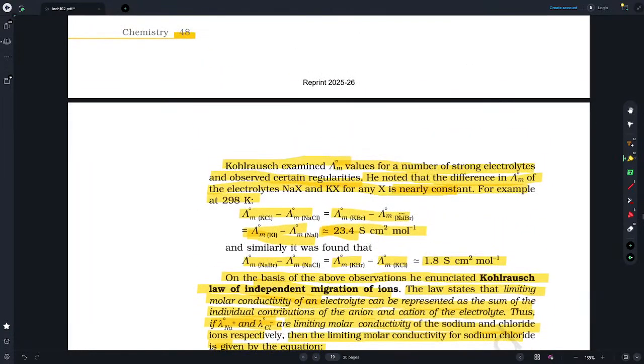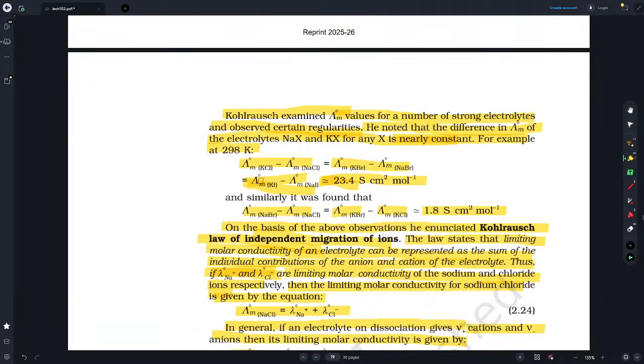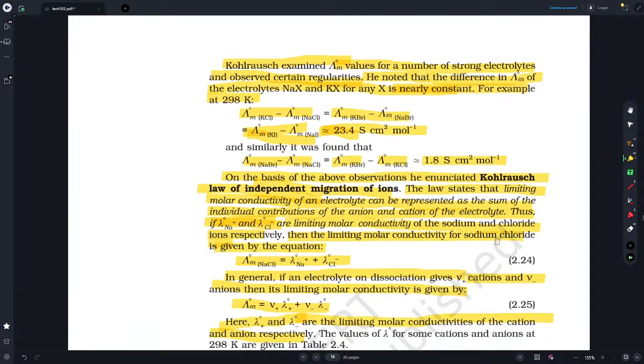So basically, what is Kohlrausch's law meaning? For finding the limiting molar conductivity of electrolytes, we can find the sum of the limiting molar conductivity of the single anions and cations. This is the main law of independent migration of ions. The law states that the limiting molar conductivity of an electrolyte can be represented as a sum of the individual contributions, or individual limiting molar conductivity, of the anion and cation of the electrolyte.